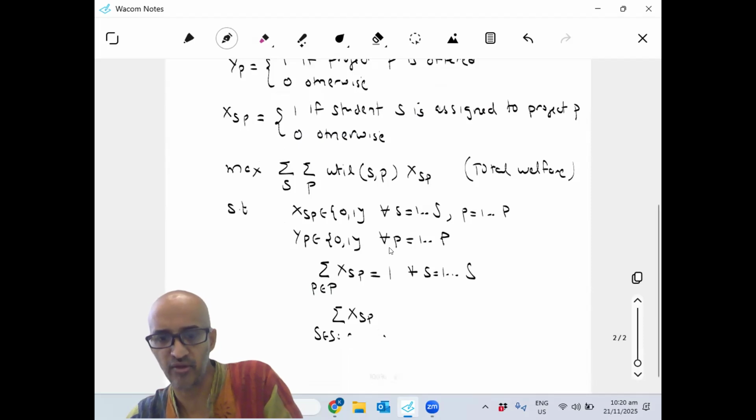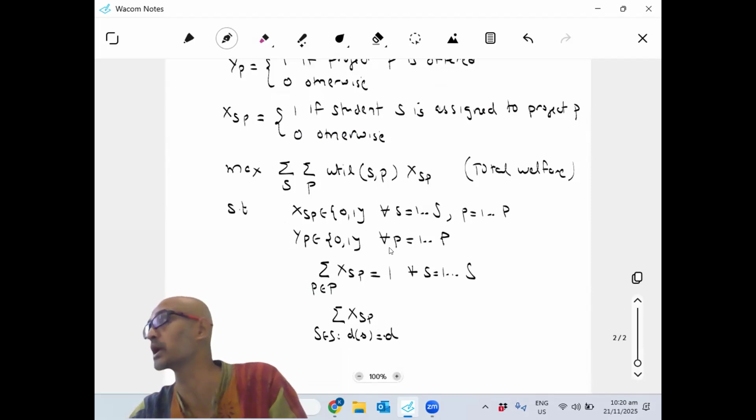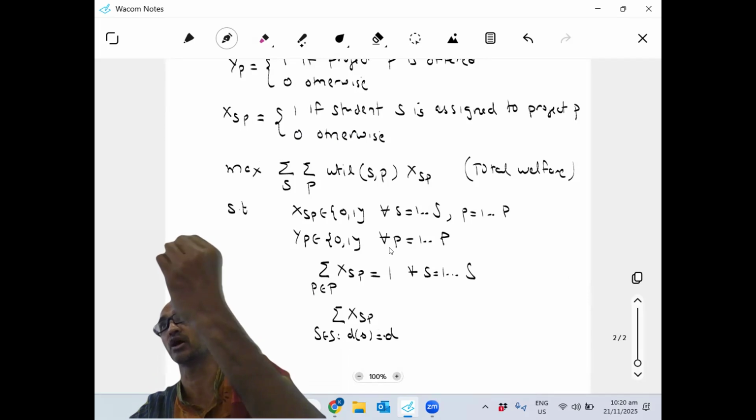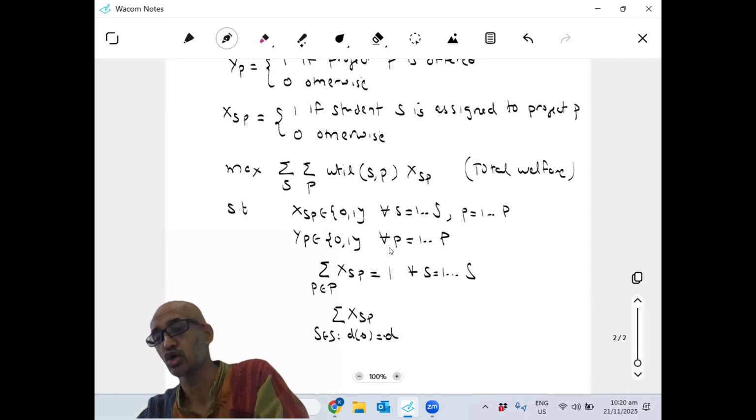So I sum across D of S equal to small d. What is this doing? It is summing up, for the pth project, all the students of a particular discipline. Let's say the ESG pillar. These are all the ESG students who could have been allotted to project P.